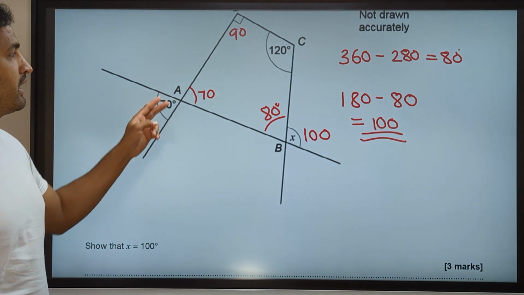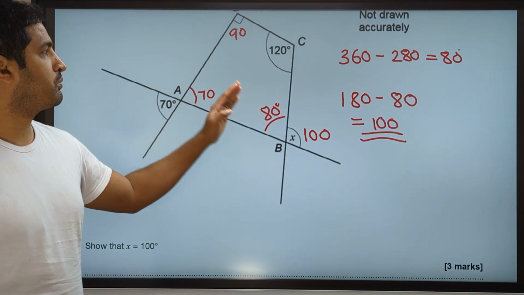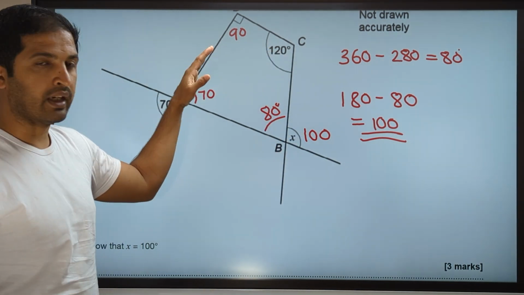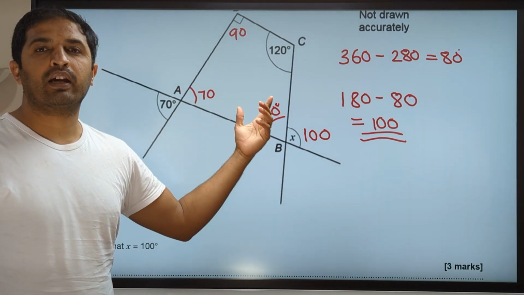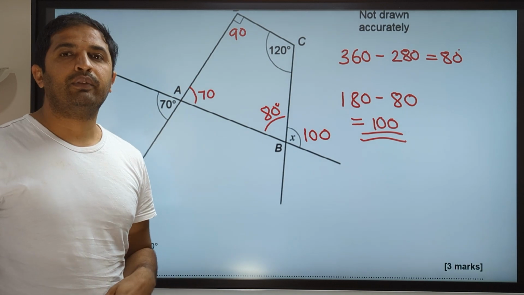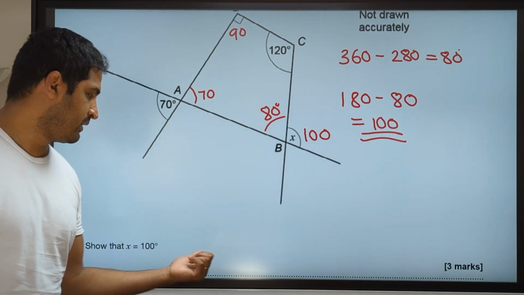But don't think that's the 70 and that would be a corresponding angle because of these 2 lines here. Those 2 lines are not parallel, so this cannot be a corresponding angle, and you cannot say x is 70, it has to be 70. They must have made a mistake here. No.